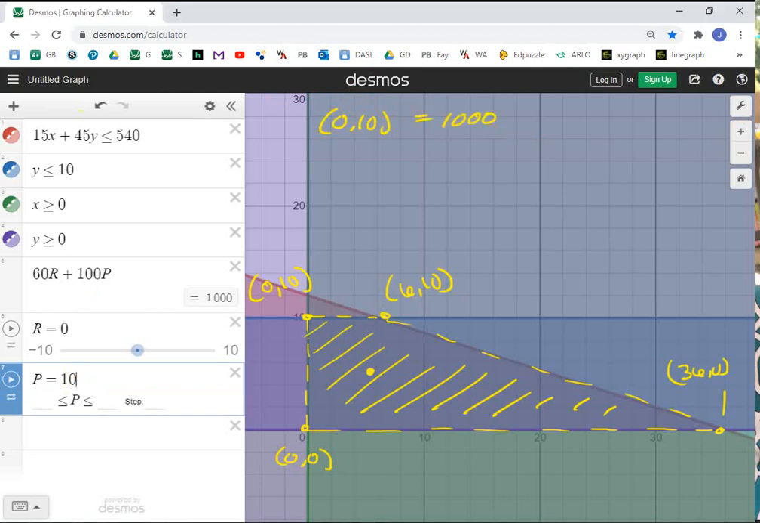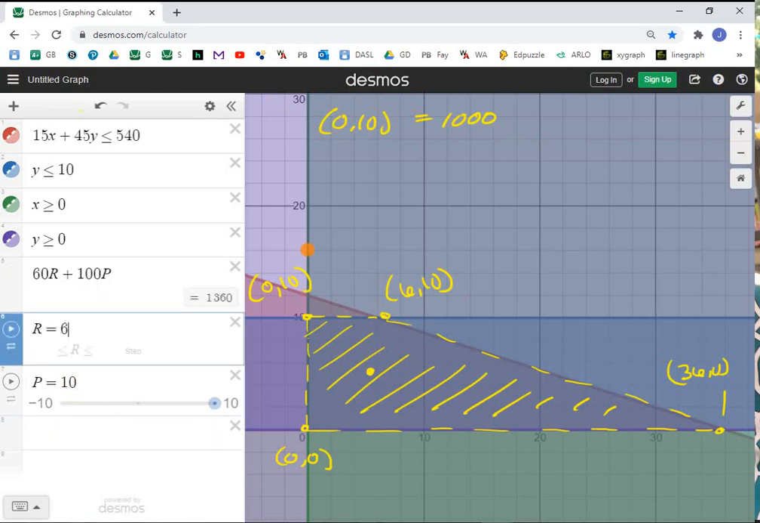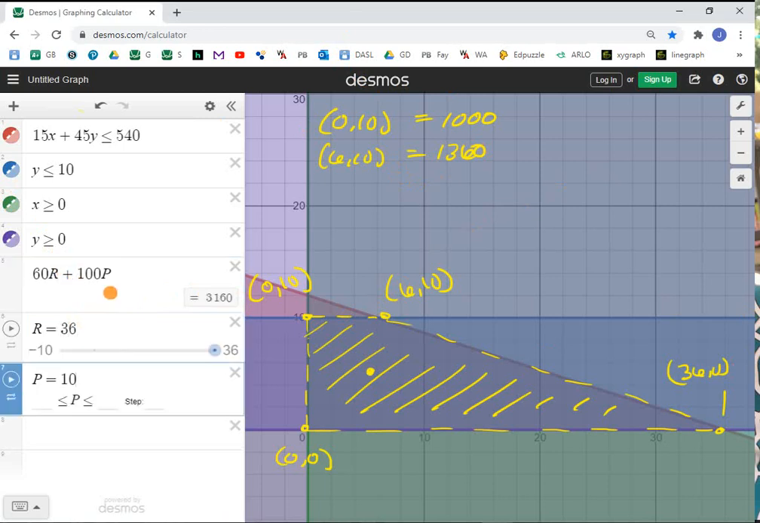All right, let's go to (6, 10). Obviously, (6, 10) is going to make more money, because R went from 0 up and the physicals stayed the same. So (6, 10) makes $1,360. And then the next one was 36 for R and 0 physicals, and I make $2,160. So (36, 0) allows me to make $2,160.